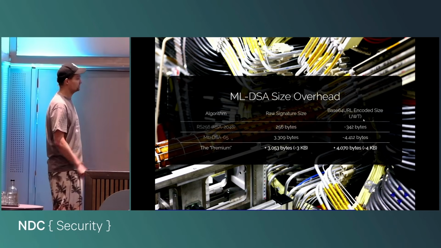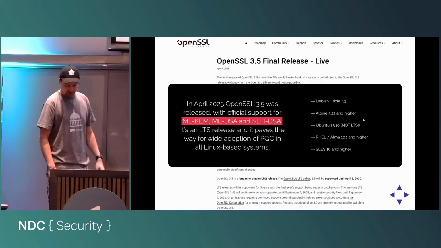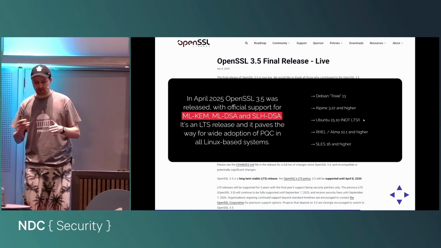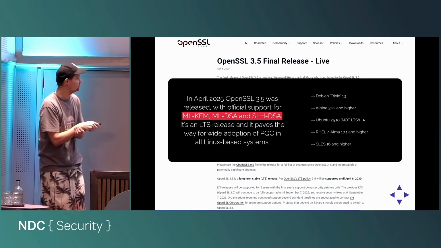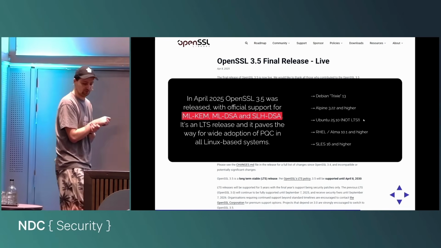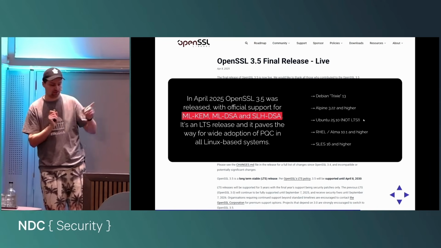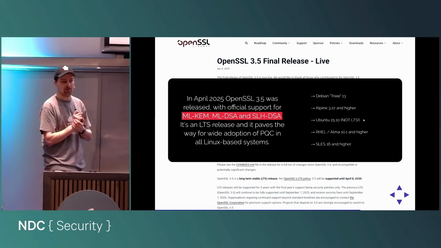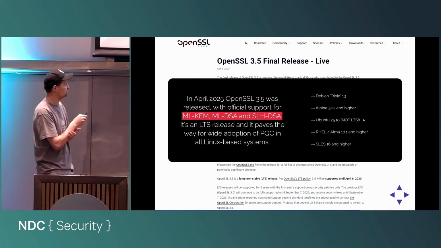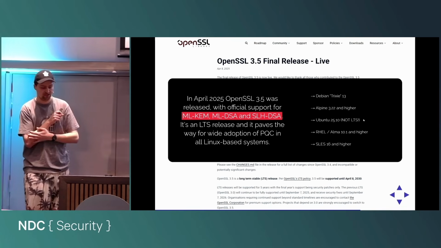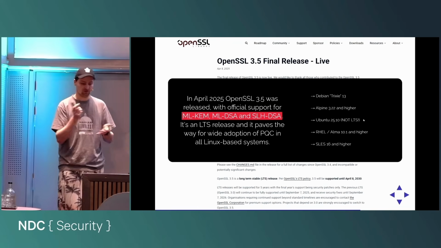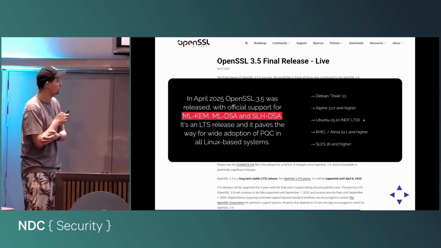Now, in terms of what has happened so far, I think the biggest milestone was in April 2025, when OpenSSL 3.5 was released. It included implementation of MLChem, MLDSA, and SLHDSA, so the three standards that NIST selected. And of course, we know that the world runs on OpenSSL, so that's very good news.